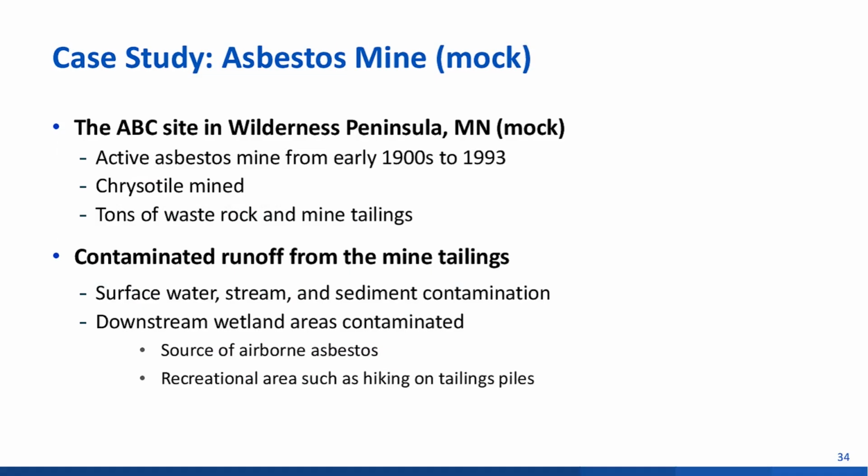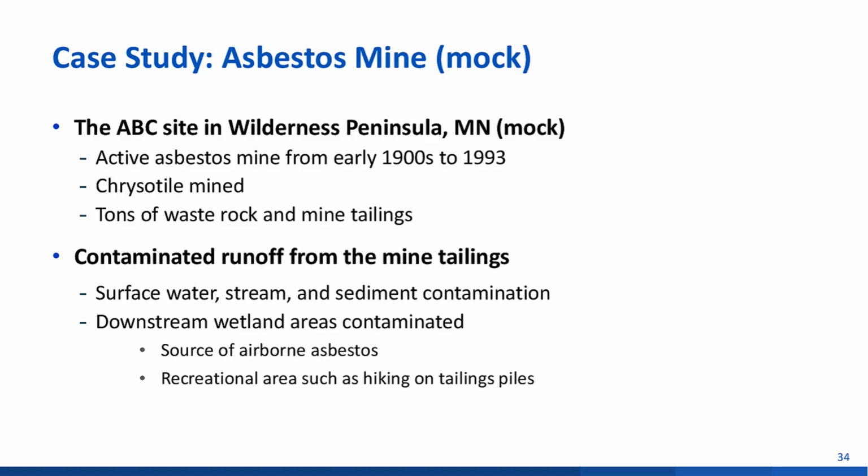This exercise is about an asbestos mine. This is a mock site. The ABC site mock location is in the Wilderness Peninsula of Minnesota, again, a fictitious location. It was an active asbestos mine from the early 1900s to 1993. Chrysotile was mined from this site. Chrysotile is a toxic form of asbestos mineral.